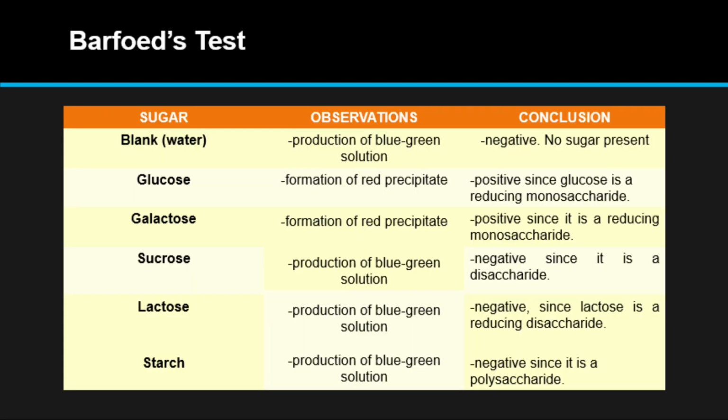Here are the results for Barfoed's test. As we can see, glucose and galactose yield a positive result since they are reducing monosaccharides. However, lactose should have been positive since it is a reducing sugar, but maybe it should have been heated more so that it would yield a positive result. Thus, it did not show in the experiment that was performed.